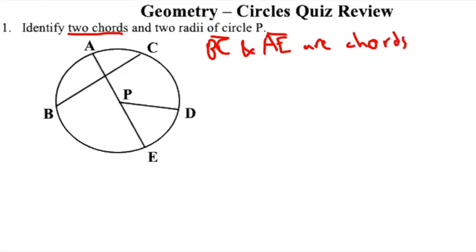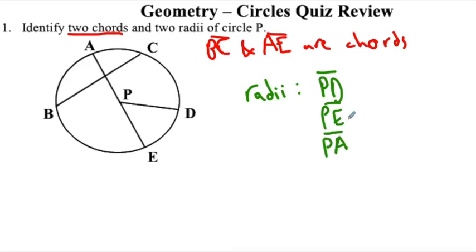The radii are a little bit different. They must all start at point P. The reason we know that is because, well, point P is the center. So PD is one radius. PE is another radius. Now these must be lines that are actually drawn in. So you can't say PC or PB because they're not actually connected. But PA is also. Now it said name 2. I happen to name 3 because there happen to be, well, 3 total.